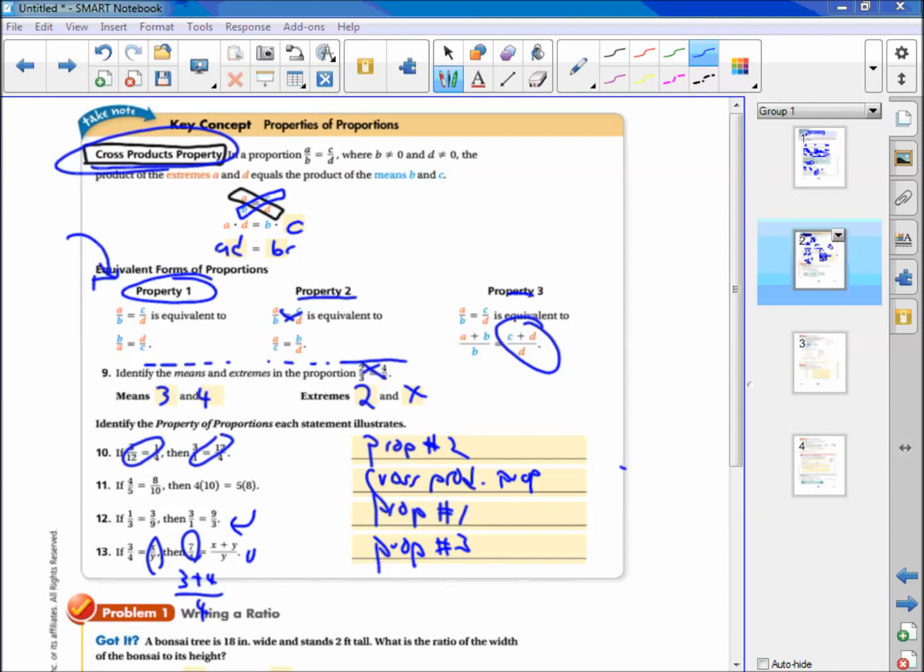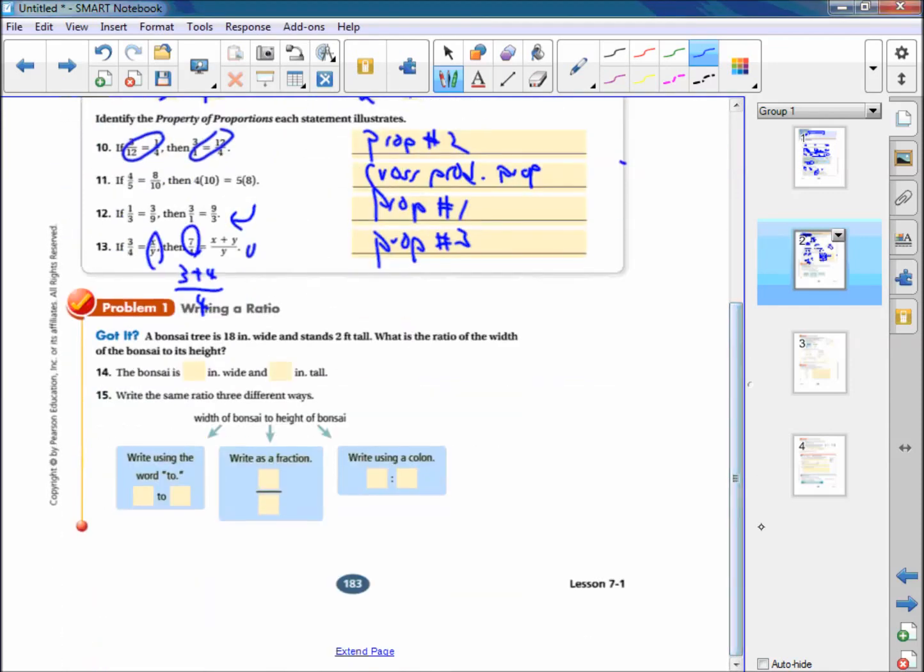Okay. All right, down below we have a problem here. So writing a ratio. A bonsai tree is 18 inches wide and stands 2 feet tall. What is the ratio of the width of the bonsai to its height? So the bonsai is 18 inches wide and 24 inches tall. And that's because it was 2 feet, but we need to make it the same units, so 24 inches. All right, so write the same ratio 3 different ways. So we're going to use it with words. And we're probably going to want to simplify this.